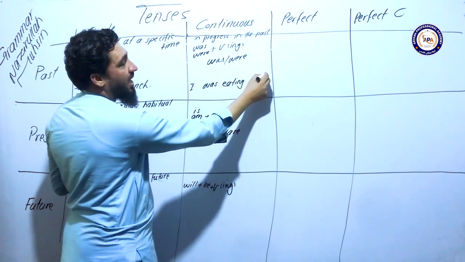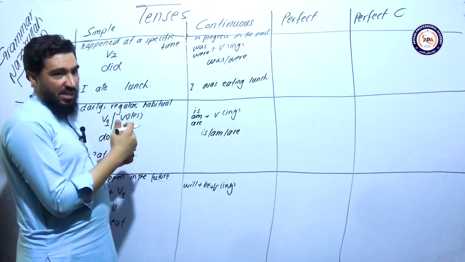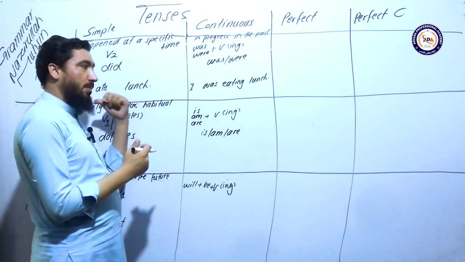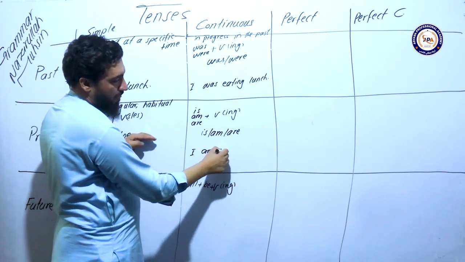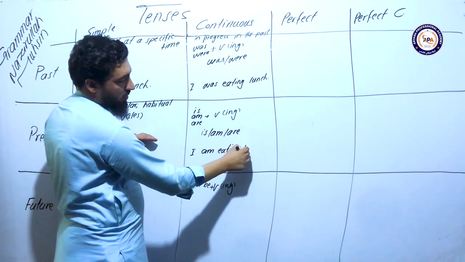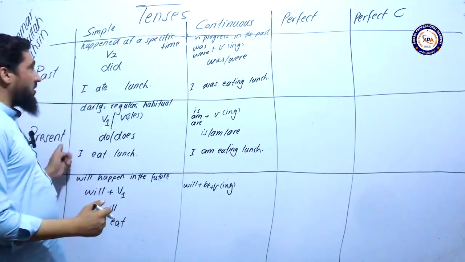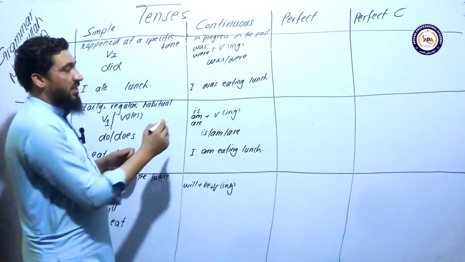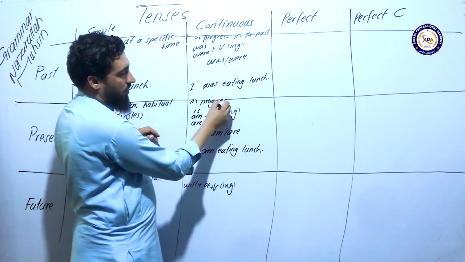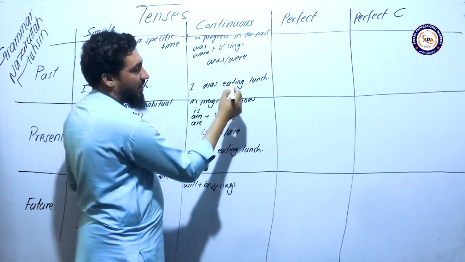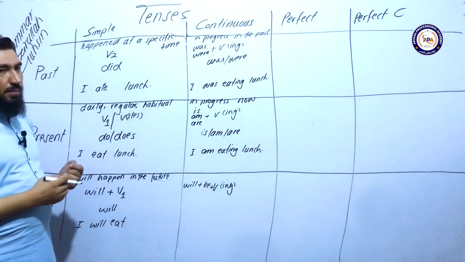It means the action of eating was in progress. The action of eating was going on in past continuous. In past simple, the action happened. It completed. In present continuous, I am eating lunch. When? Right now. Because it is present continuous tense. And present continuous tense shows an action which is in progress now, at the time of speaking or writing. You can say now or right now or in the present time.